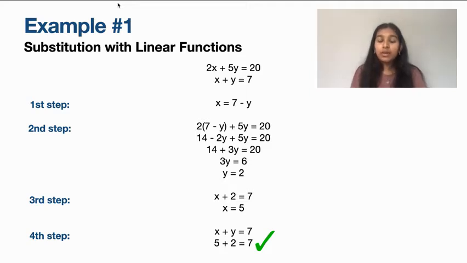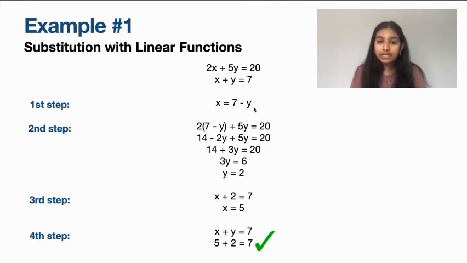Example number 1, we are going to start off very easy. We have two equations here, 2x plus 5y equals 20, and x plus y equals 7. The first step is to solve for one of your variables. You can use any variable you want, it doesn't matter, but I'm going to solve for x. So to solve for x, we simply subtract y from both sides and we get x equals 7 minus y.